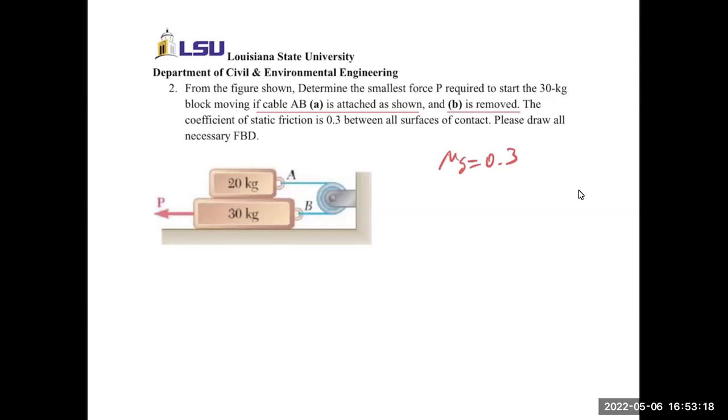But if cable AB is removed, what does that mean? That means the force P is going to pull this object, and this 20 kilogram object is not going to move because it's going to stay steady on top of the 30 kilogram object. So it will only have one friction force, which is the force between this 30 kilogram object and the ground.